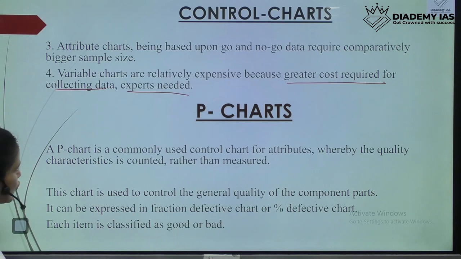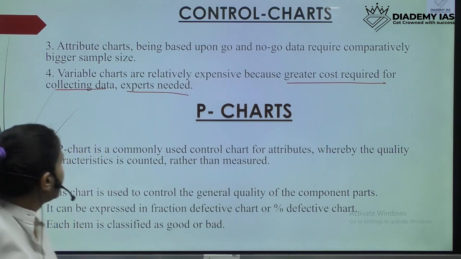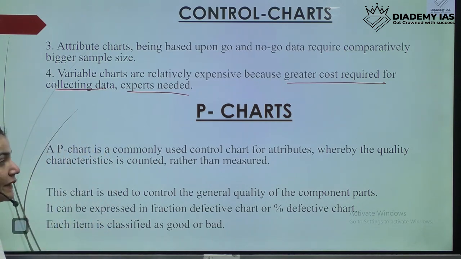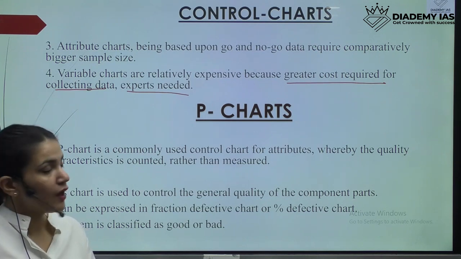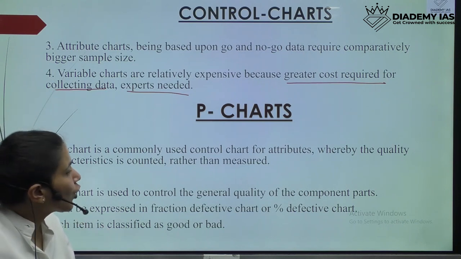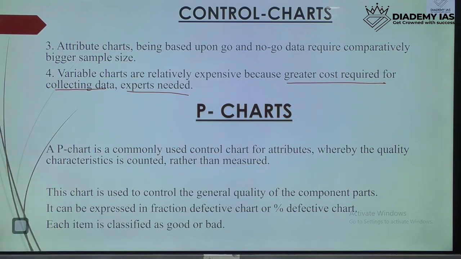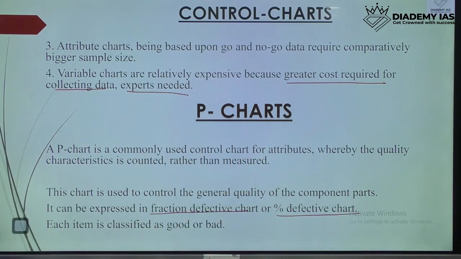So for today's class, as I just told you, we are going to be taking specifically P charts. Let's start with the P charts. So a P chart is a commonly used control chart for attributes, whereby the quality characteristic is counted rather than measured. So here the quality characteristics are counted, instead of being measured. This chart is used to control the general quality of the component parts. It can be expressed in fraction defective charts or percentage defective charts. Basically, it is expressed in the context of defects.